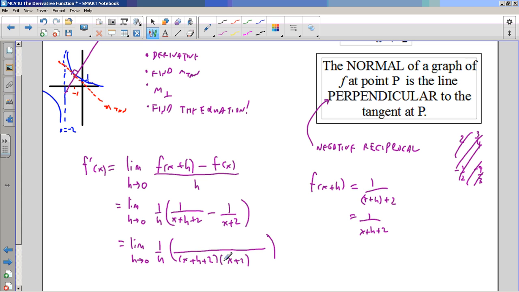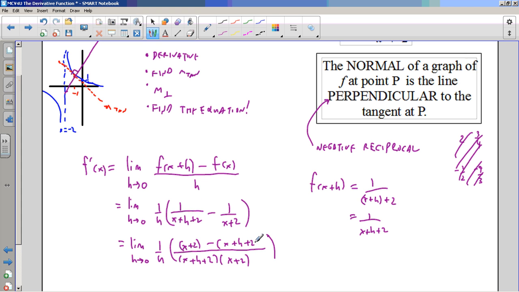So I need a denominator that both denominators will divide into. And notice this doesn't divide into this. You know, there's pieces that are the same, but that's terms, right? This whole thing doesn't divide into this whole thing because the h is kind of in the way. So how do I pick up the other thing that I multiplied by?